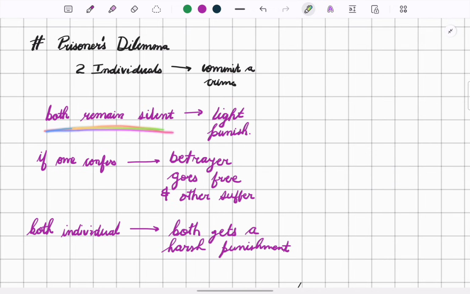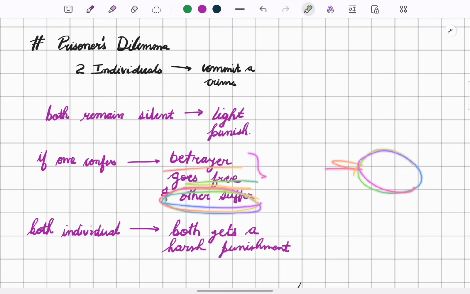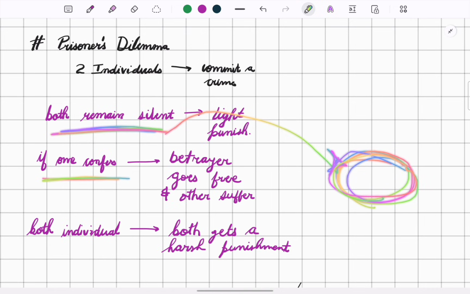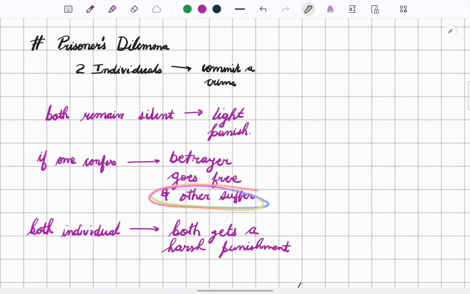But if I remain silent and the second person confesses, I will have to suffer with a harsh punishment, and the betrayer, that means the other individual, is going to be free without any punishment, even though he has also committed the crime with him. So whenever he chooses to remain silent, he will think of the scenario: what if the other individual confesses, right? The other individual confessing will also change the first individual's outcome. He will get a harsh punishment because the other individual has confessed.